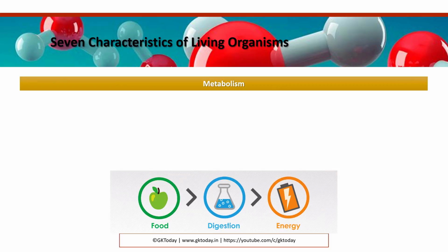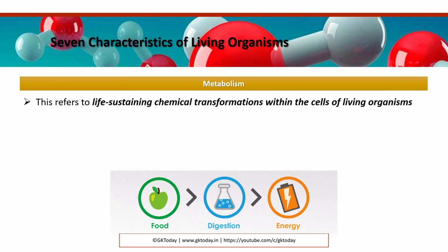Next we come to metabolism. Metabolism refers to life-sustaining chemical transformations within the cell of the living organism. So when we eat, what happens is the food is carried to our cells, which use oxygen to form energy. Sometimes that energy gets converted back into fats and gets stored in our system. So this whole process in humans is our human metabolism.